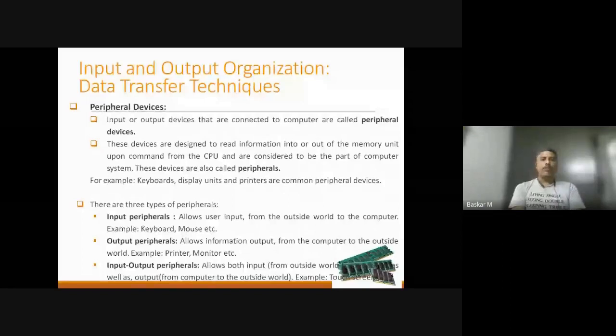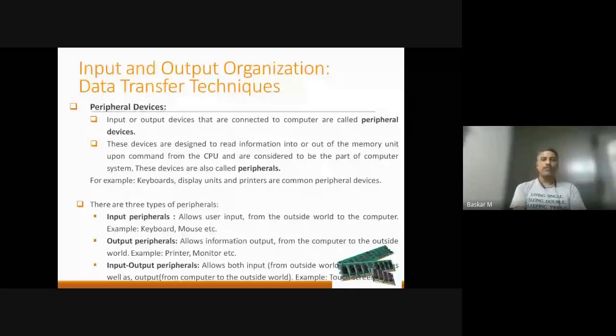So normally there are three types of peripheral devices available. One is input peripherals, another is output peripherals, and the third is input-output peripherals. So what are input peripherals? Input peripherals allow the user input from the outside world to the computer. For example, keyboard and mouse. This is mainly used for giving the outside world information as input to the processor. That is the input peripheral device.